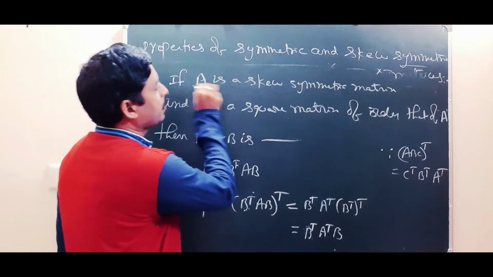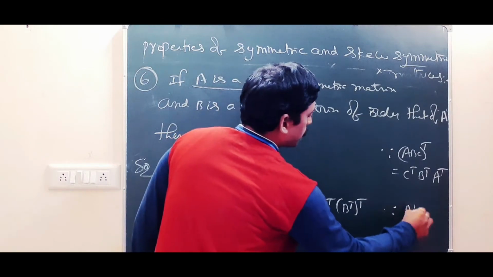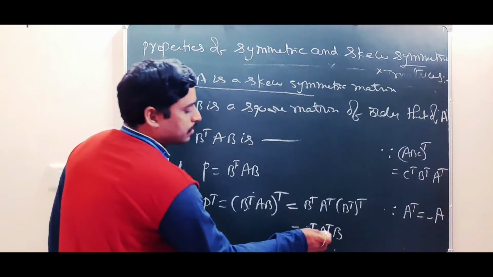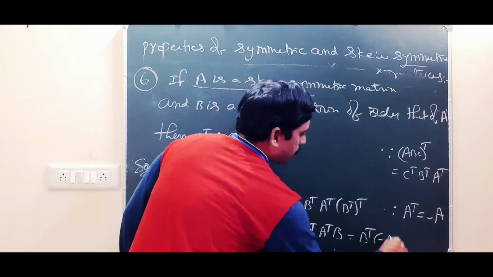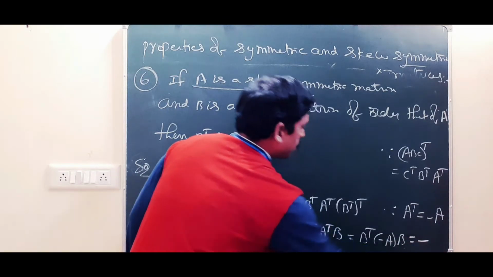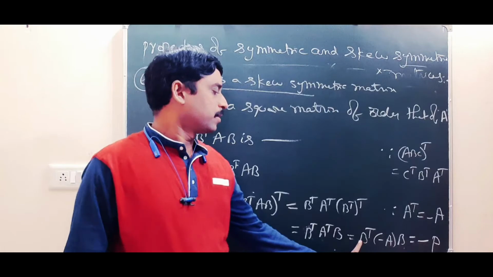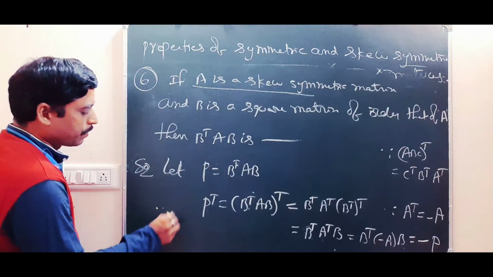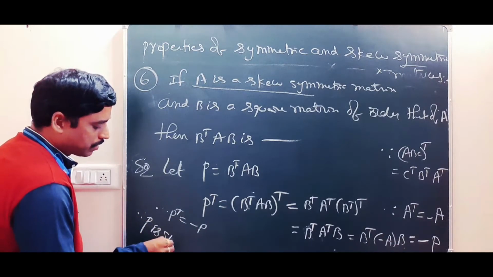But at this point, what is given? A is a skew symmetric matrix. A is a skew symmetric matrix means transpose of A is equal to minus A. So this B transpose into, in place of transpose of A, we should write minus A into B. This is nothing but minus P. So minus B transpose AB is minus P. Therefore P transpose equal to minus P, therefore P is a skew symmetric matrix.